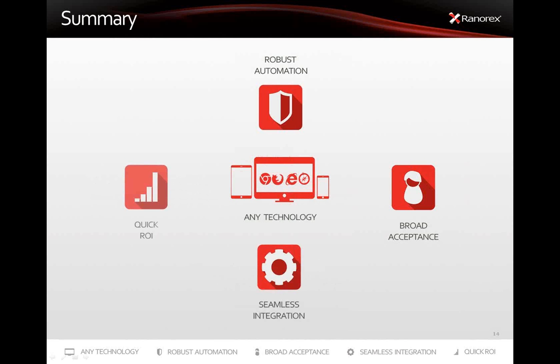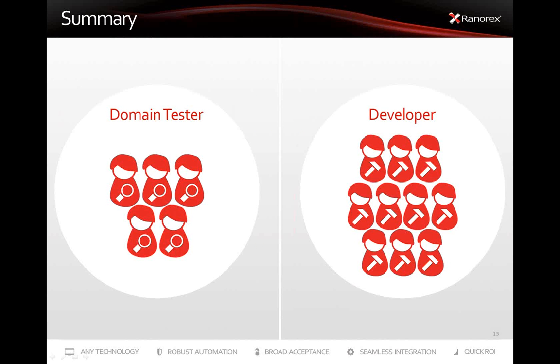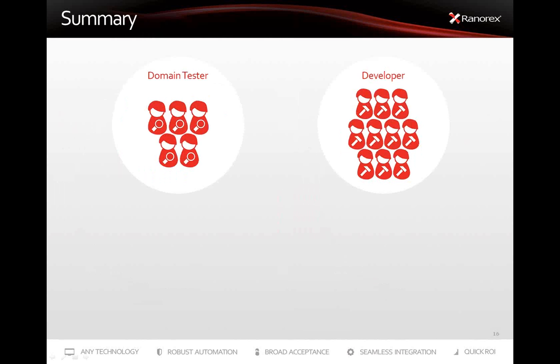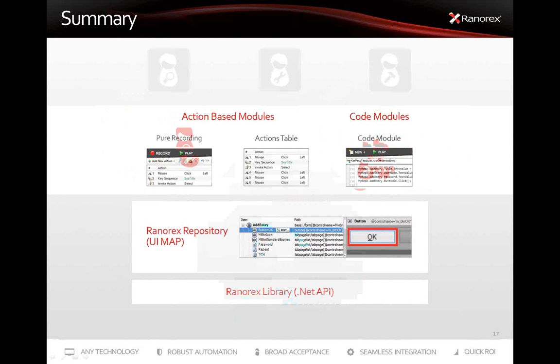Let's take a closer look at the roles maybe in your project team. Maybe you have a domain tester, maybe you have developers in there, and maybe you also have a hybrid role in the middle of that, which is a user, an expert on the application and the test, and maybe this user also has some development background. Then you might have your test automation expert.